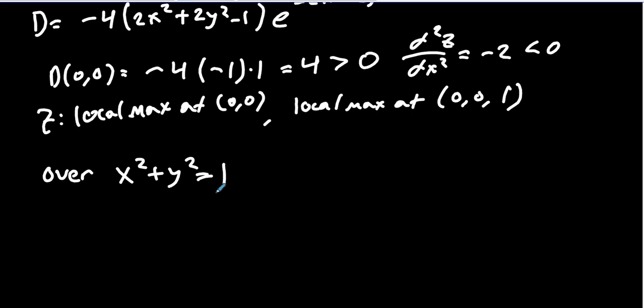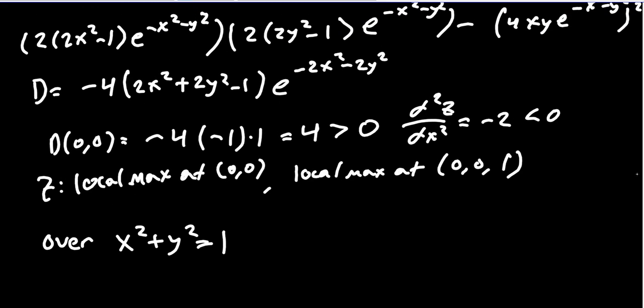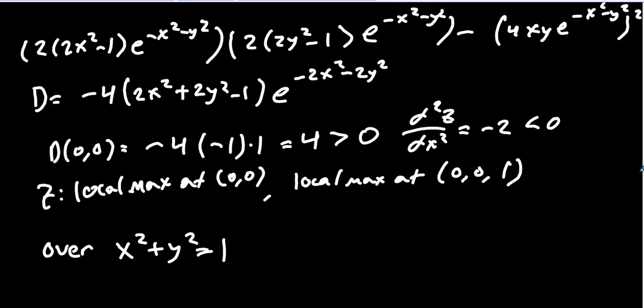Remember here that we have z equals e to the negative x squared minus y squared.